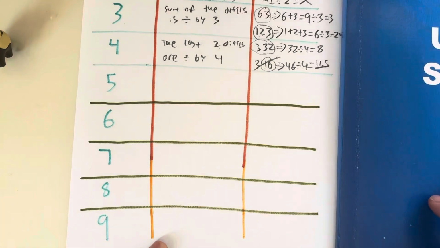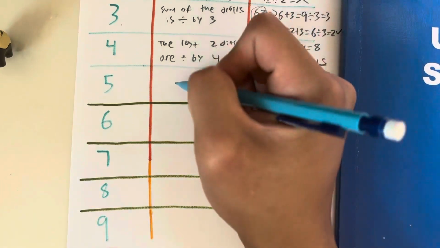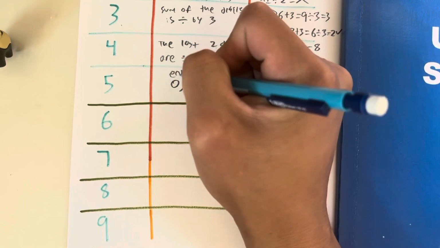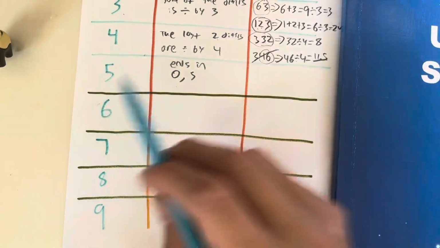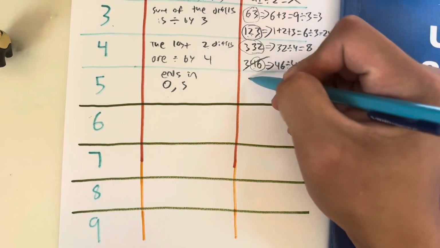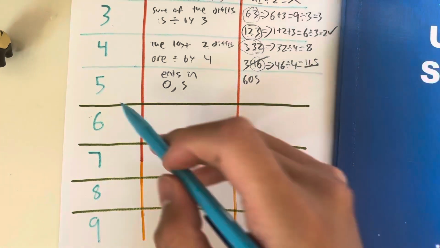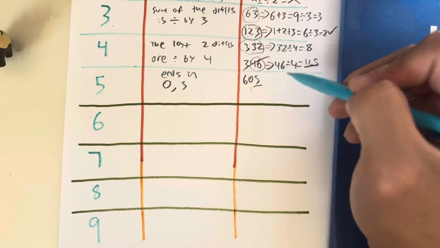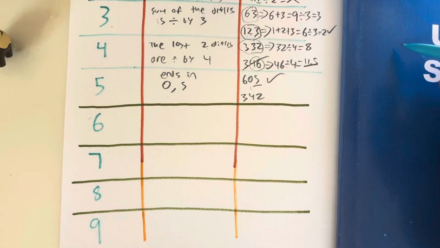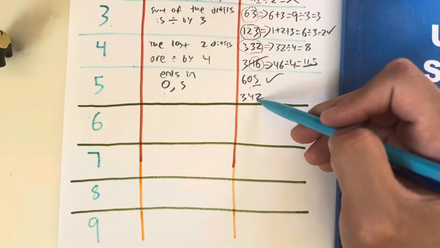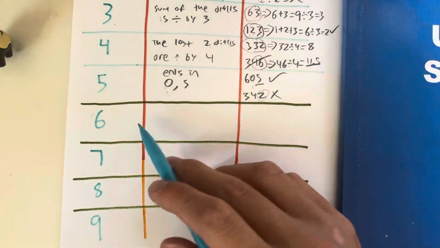Let's try 5. For 5, this one is actually probably the easiest one because the number ends in a 0 or a 5. If it doesn't end in a 0 or 5, it's not divisible by 5. So for example, let's just say we have the number 6005. Would this be divisible by 5? Yes, right? Because our number ends in a 5, so that works out. How about the number 342? This would be a no, right? Since the number ends in a 2, not a 0 or a 5, so that one doesn't work. Okay, that one's probably the easiest one.